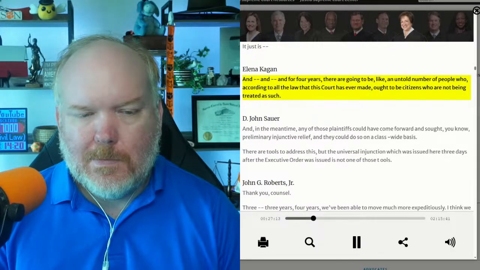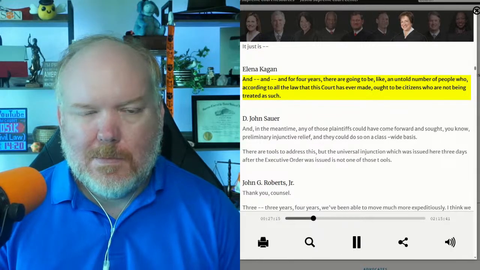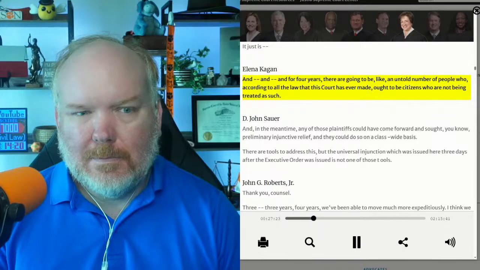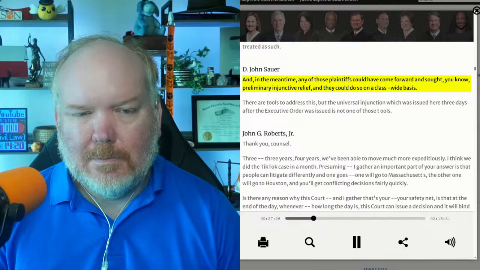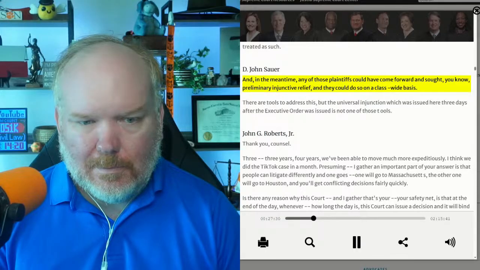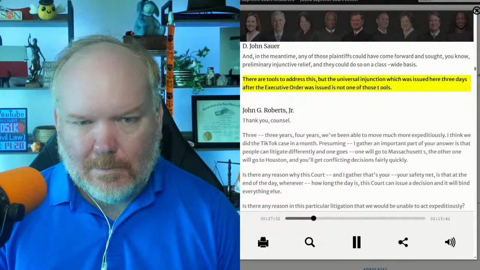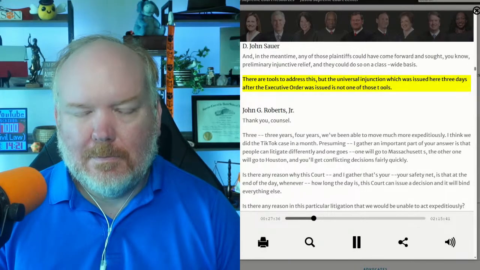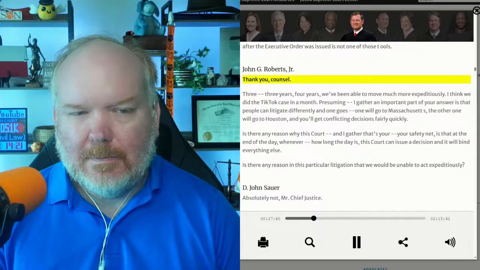And for 4 years, there are going to be like an untold number of people who, according to all the law that this court has ever made, ought to be citizens who are not being treated as such. And in the meantime, any of those plaintiffs could have come forward and sought preliminary injunctive relief. And they could do so on a class-wide basis. There are tools to address this, but the universal injunction, which is issued here 3 days after the executive order was issued, is not one of those tools. Thank you, counsel.